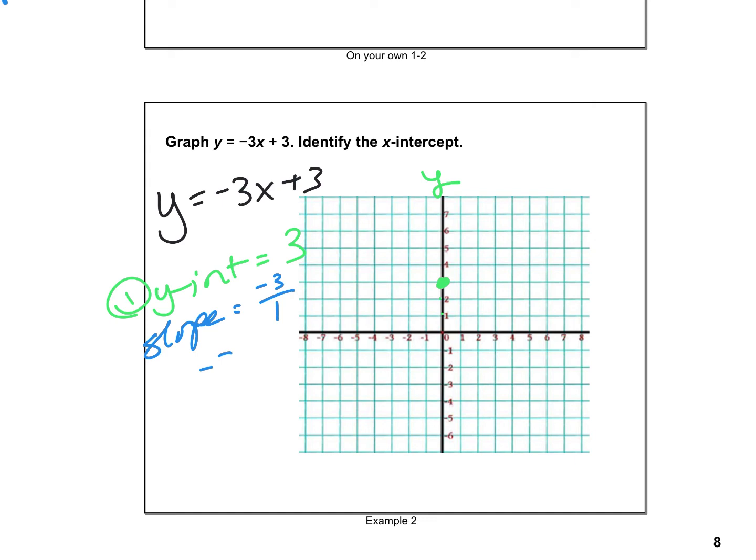Now, our slope is negative 3 over 1, which means we're going to go down 3 because it's a negative. That's our rise, up and down. And then our run is a positive 1, so we're going to go to the right 1. So we're going to start at our y-intercept, go down 3 and to the right 1 and put a dot. Down 3, right 1, put a dot. Down 3, right 1, put a dot. And then, of course, you're going to draw a line all the way through, and you're going to do a much better job than I did.